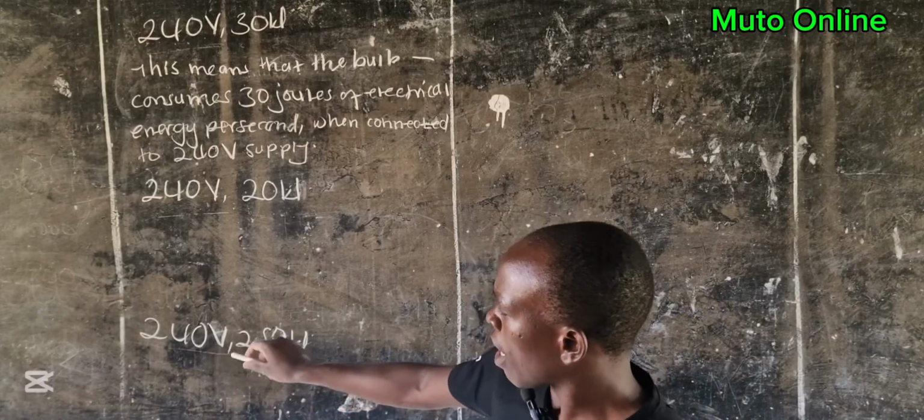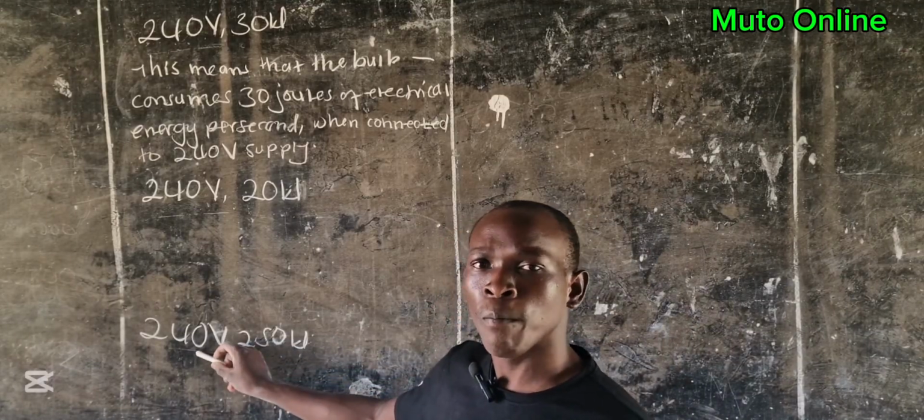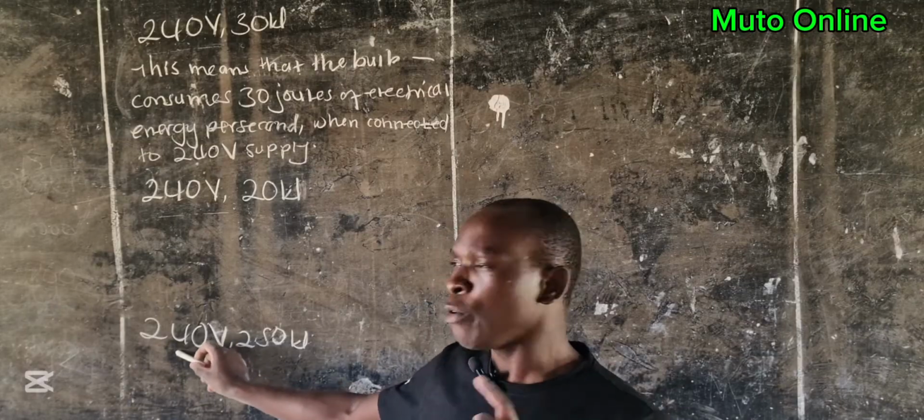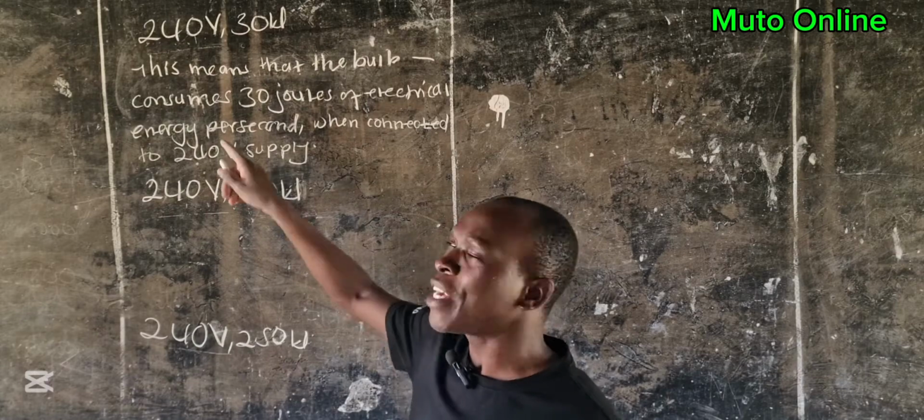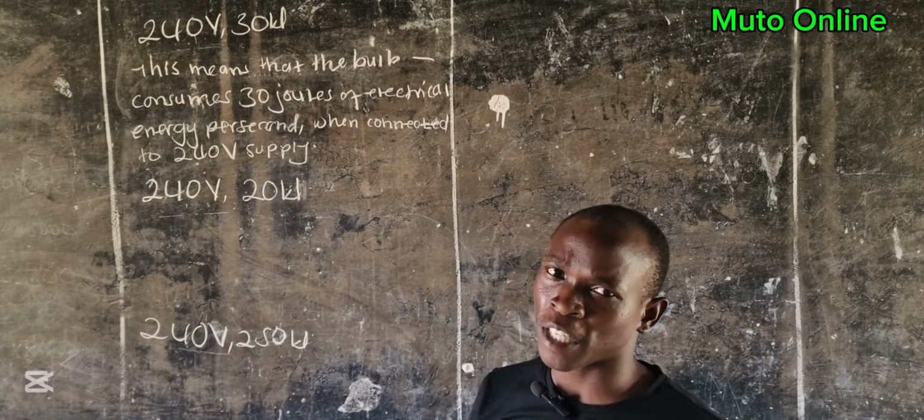But as a physics learner, you should also be conscious. Look here. When you see 240, why is it that the main supply is 240?